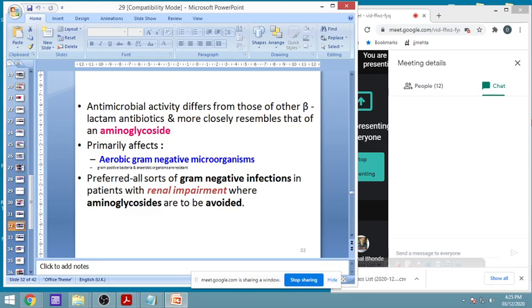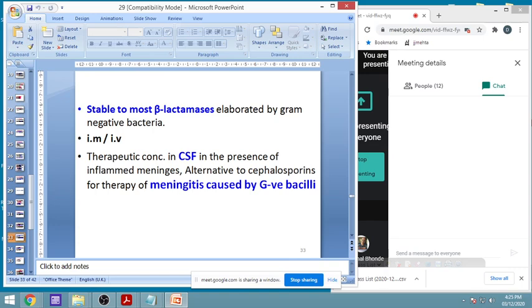Aztreonam is preferred for all sorts of gram-negative infection in patients with renal impairment, where aminoglycosides are to be avoided, because aminoglycosides cause severe nephrotoxicity, and therefore streptomycin, etc. are not preferred in renal impairment. It is stable to most of the beta-lactamases which are elaborated by gram-negative bacteria. It can be given by intramuscular or intravenous use.